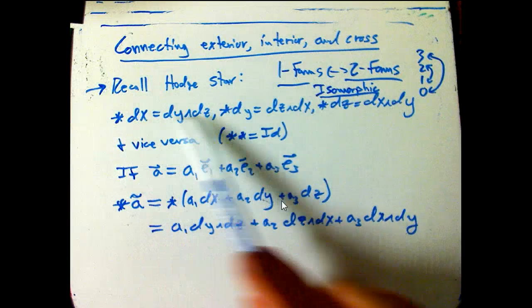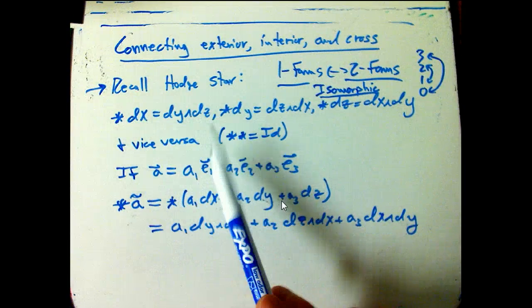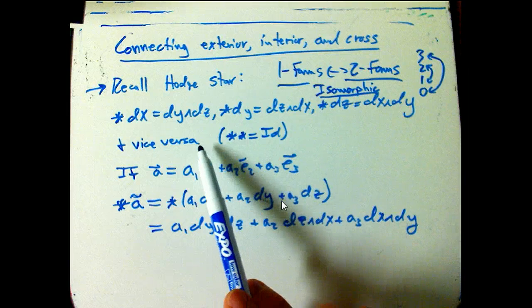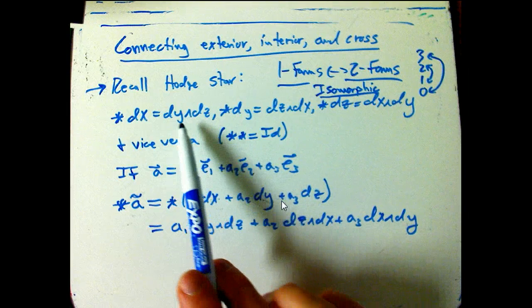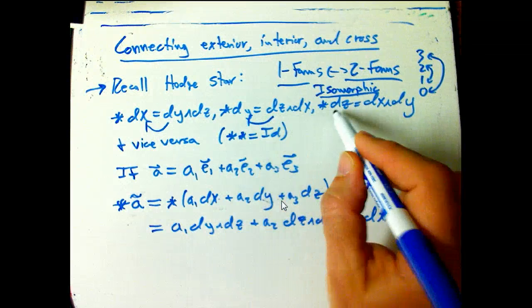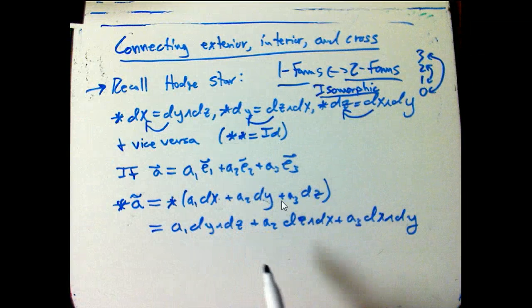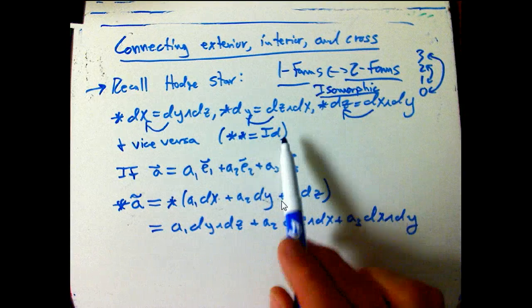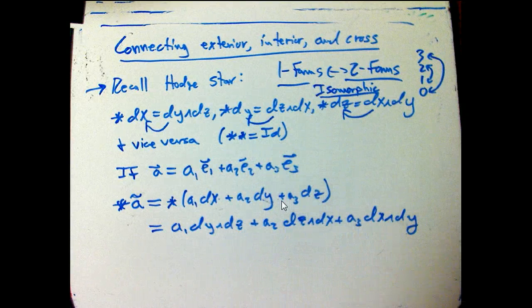So this is what star does from 1 forms to 2 forms. Turns out in odd dimensions, it's very easy to tell you what the star does from a 2 form to a 1 form. It just goes backwards. In fact, star is really its own inverse. When you do it twice, you get back to exactly the same. That's special to odd dimensions, as it turns out.